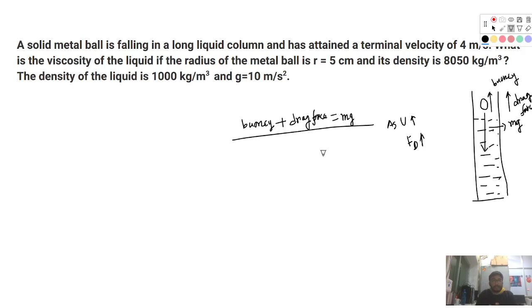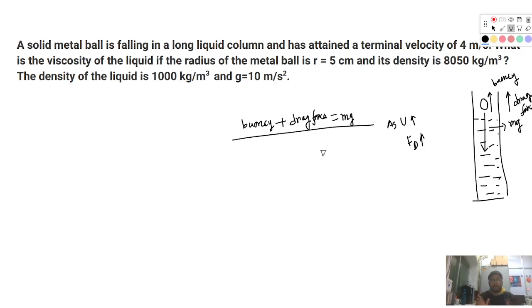So at a certain point, as the buoyancy initially is very low with respect to the gravity force, and as the drag force is increasing as the velocity is increasing, buoyancy plus drag force at a certain instant will be equal to the gravity force. So then the net force acting on the solid metal ball will be 0.